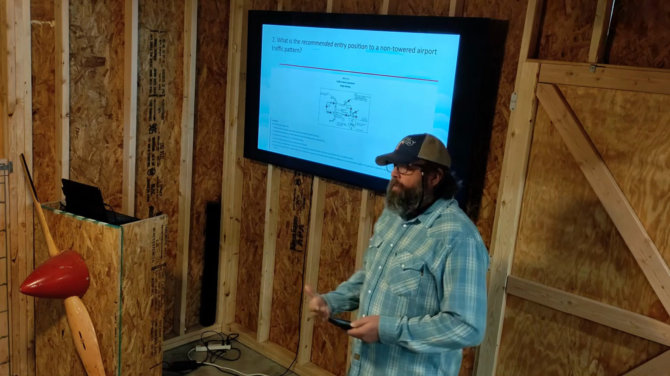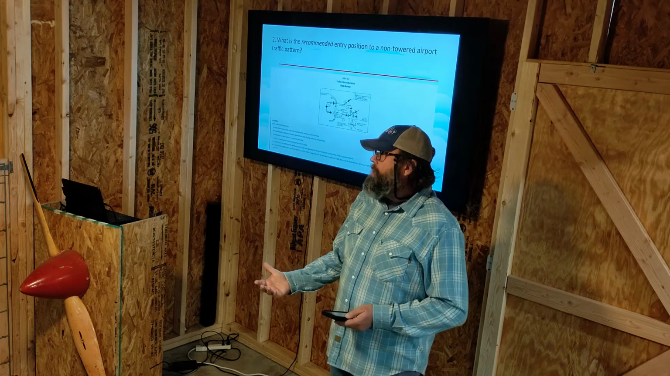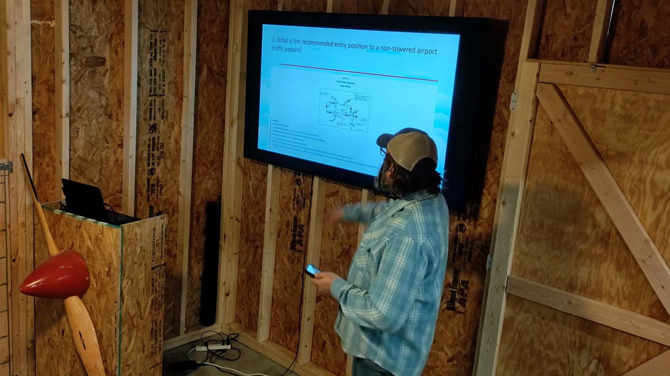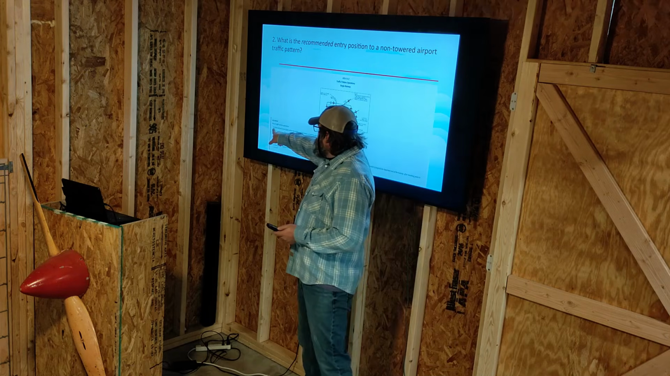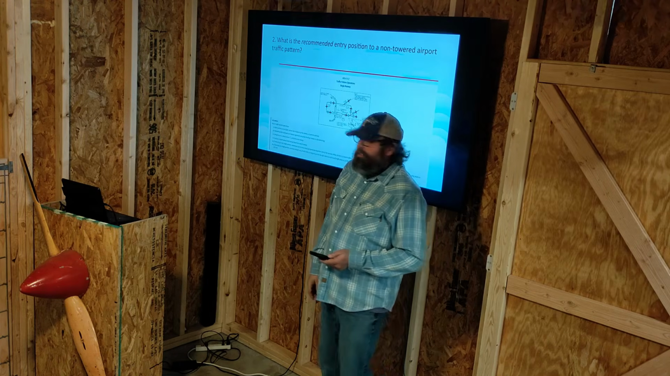I have zero doubt that your CFI is going to teach you this entry as your standard entry. Is it regulatory? Can you fly other entries? Yes, you can. There are other ways, and at times there are more suitable ways. But the standard entrance is going to be right here, number 1. Enter pattern in level flight, abeam the midpoint of the runway at pattern altitude. What does abeam mean?